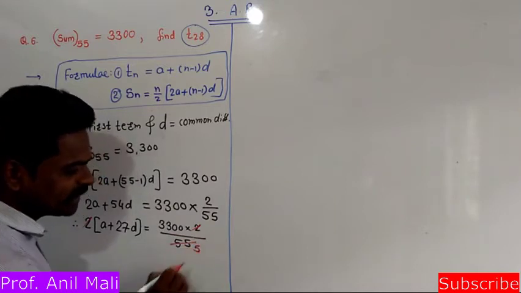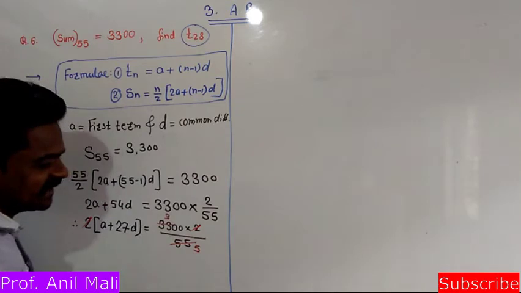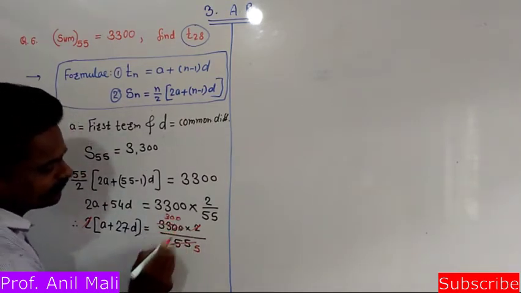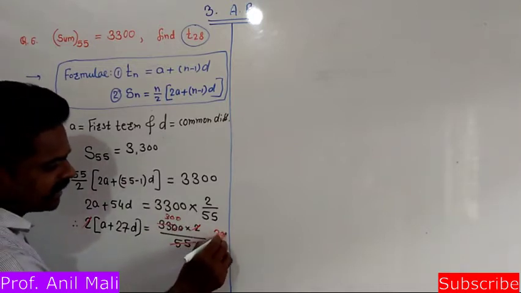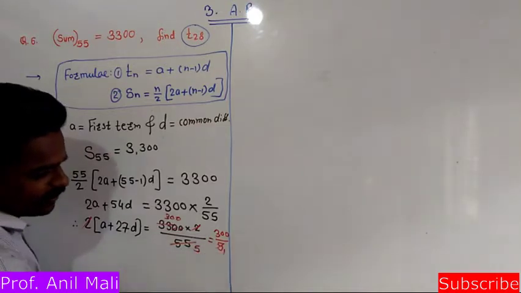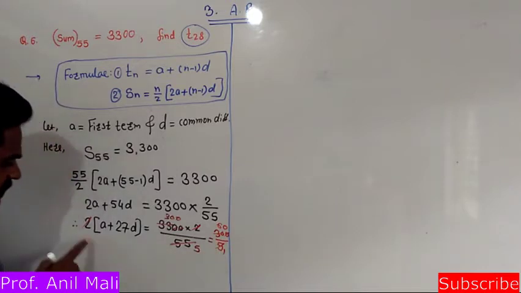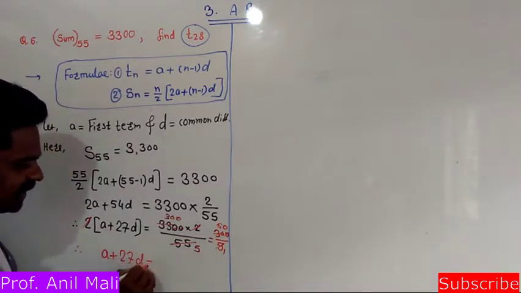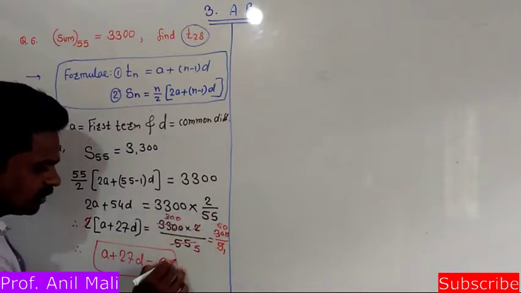11 5s are 55, 11 5s are 55, 11 3s are 33, and these 2 double zeros are there. So 300 divided by 5, this is equal to 300 upon 5. And again we will do one thing: 5 1s are 5, 5 6s are 30, the 0 will be as it is. So we have got here A plus 27D is equal to 60.